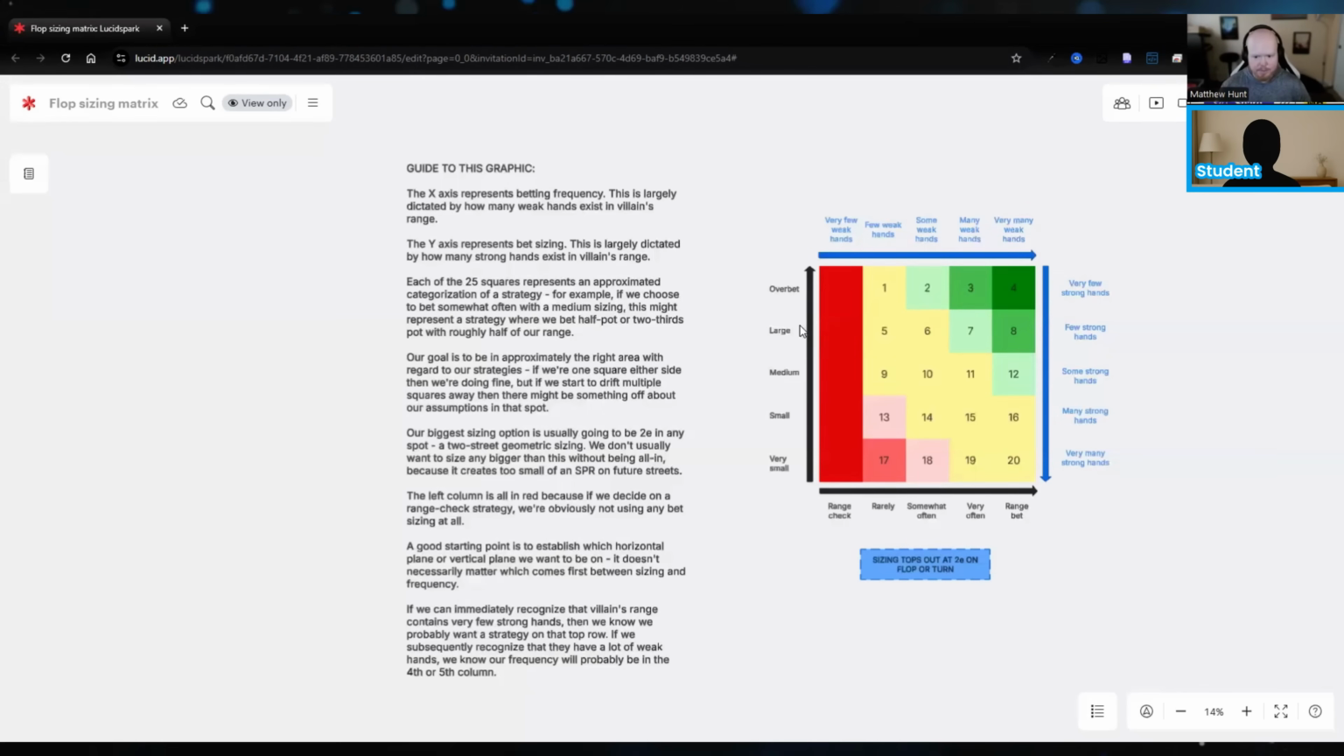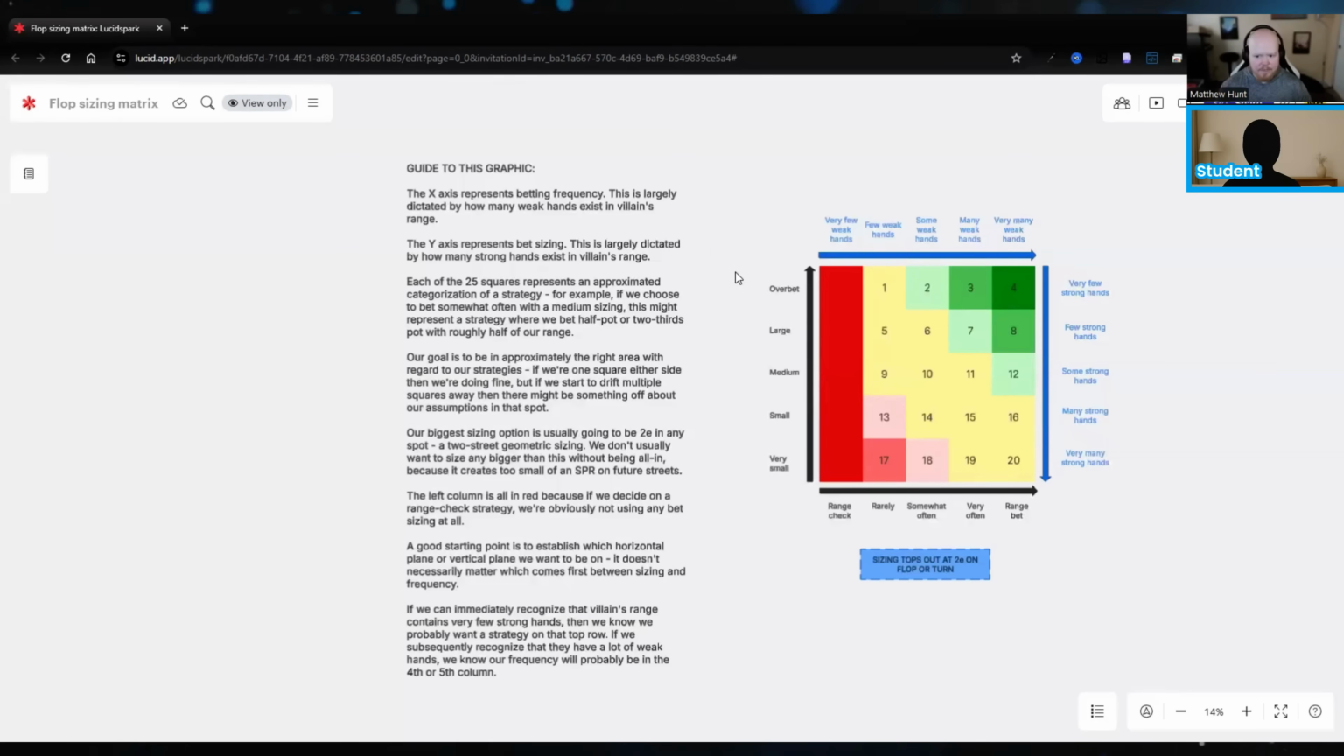And of course, this is much more commonly going to be the case on the flop than on any other street. It's pretty rare that we get to the turn or the river, and our opponent has so many weak hands that they're just going to be folding a trivial frequency, right? So this is mostly for the flop.